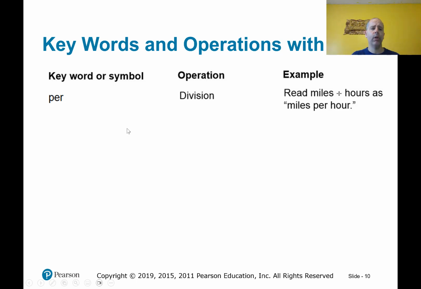Okay, now here are the key words that you want to pay attention to. So per, like I said before, is an indicator of division, okay? Again, miles per hour, miles per gallon. There's all kinds of ones. But anyway, there's lots of examples of where per comes in.